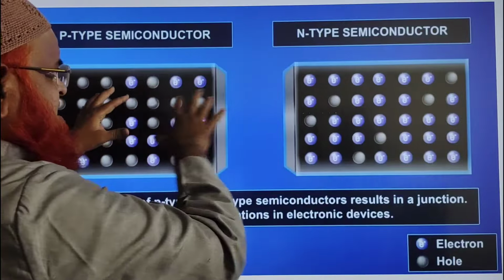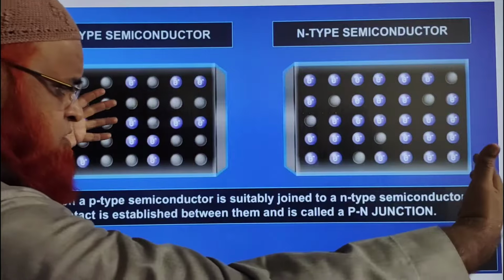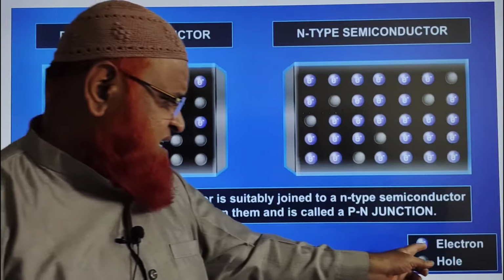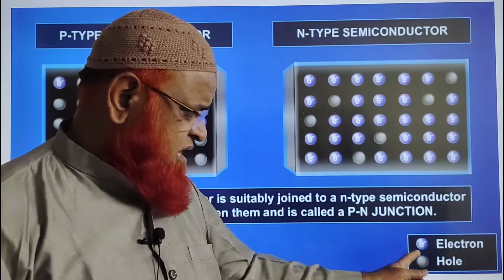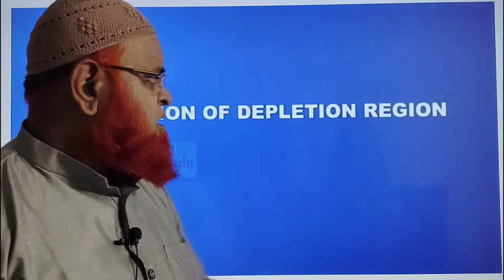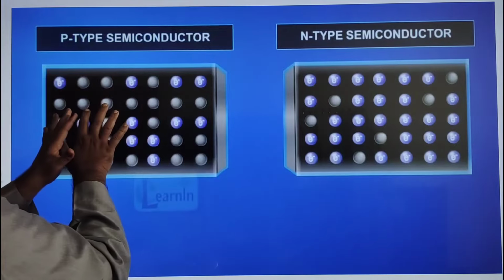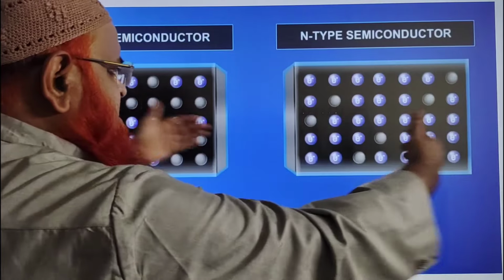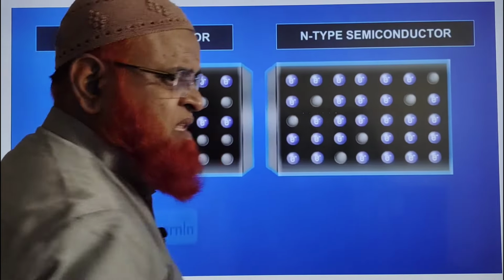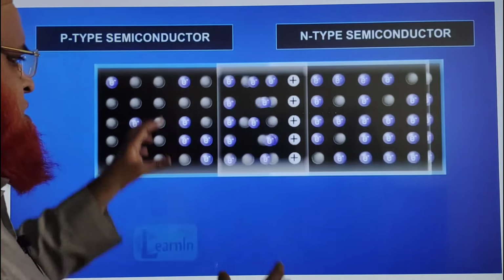When the p-type semiconductor and n-type semiconductor are suitably joined, you can see that an electron is represented with the symbol E and a hole is an empty space. So let us see how the depletion region is formed. You take a p-type semiconductor and an n-type semiconductor and join them suitably. What are the things happening? Let us see here now.